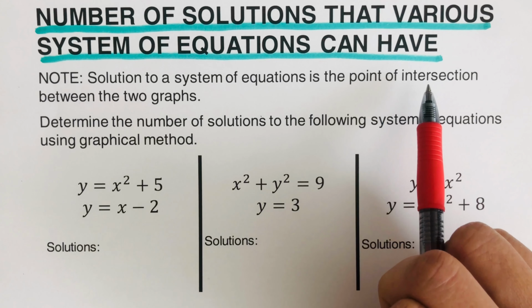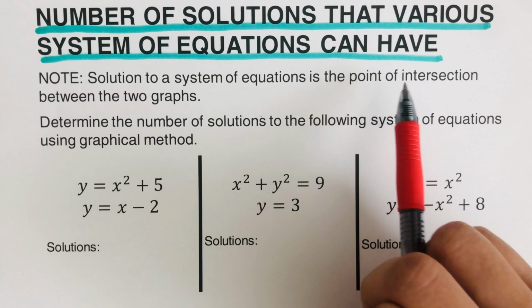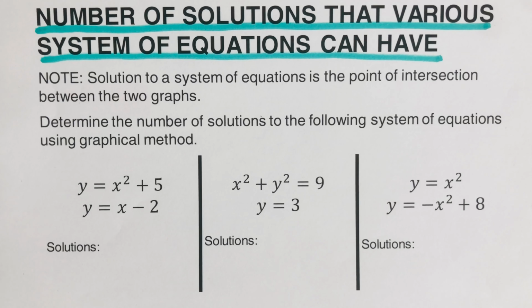That's actually the point where the two graphs are touching each other. So point of intersection means that's where the two graphs are meeting at the point. Now, algebraically, a point of intersection, or solution to the system of equations, is the values for x and y that would make the equations true.